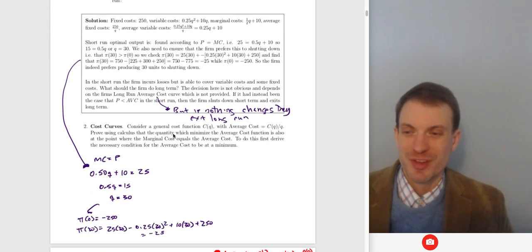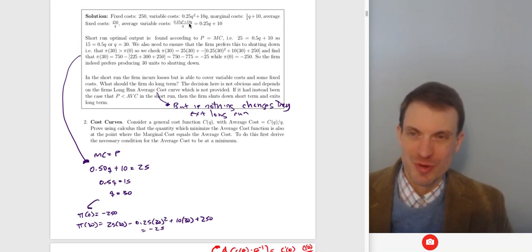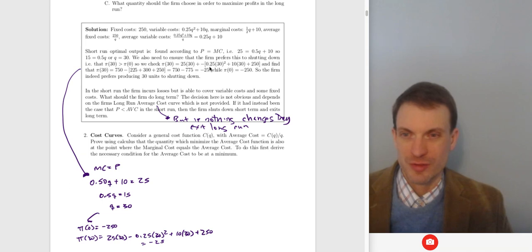Let's compute profits where quantity is 0. That's easy. It's going to be negative 250. If they don't produce anything, they're responsible for their fixed cost. So it'd be minus 250 if they produce 0. What if they produce 30? Well, let's just evaluate profits. This part's revenue: market price times output, 25 times 30. And then this is just minus the cost function portion.